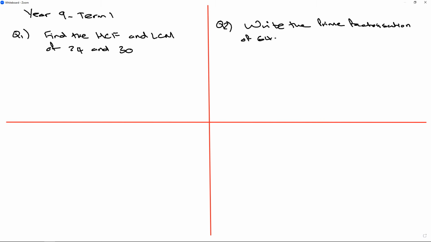Right, so the first question is find the highest common factor and lowest common multiple of 24 and 30. Question 2, write the prime factorization of 64. Okay, let's go to question number 3 now.